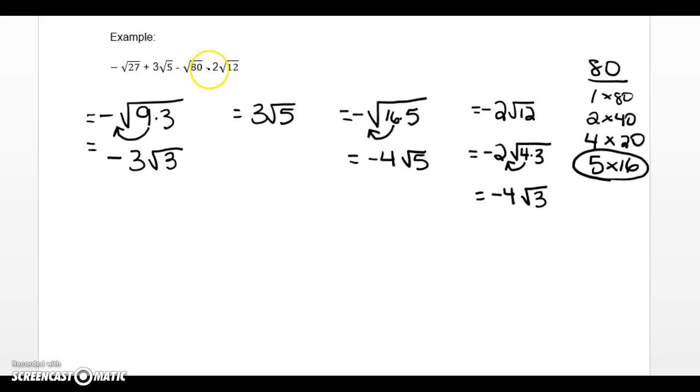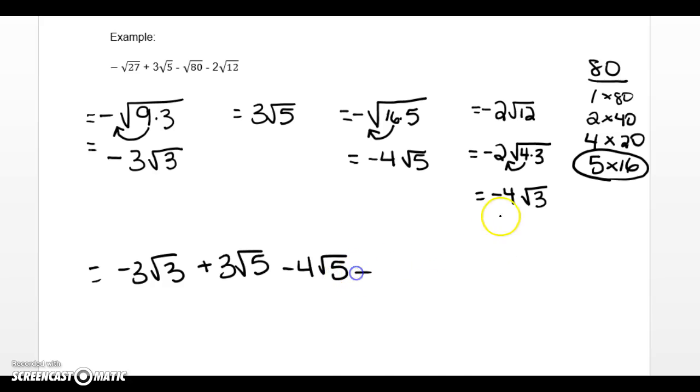Then we can write this all combined. So our first number here was negative 3 square root of 3. Then we added 3 square root of 5. Then we subtracted 4 square root of 5. And then we subtracted 4 square root of 3.